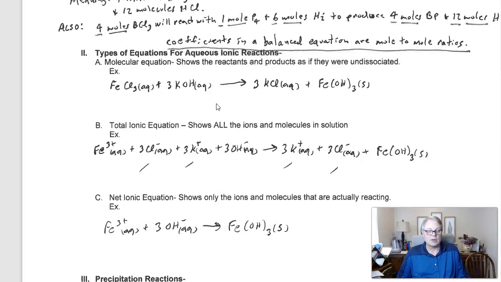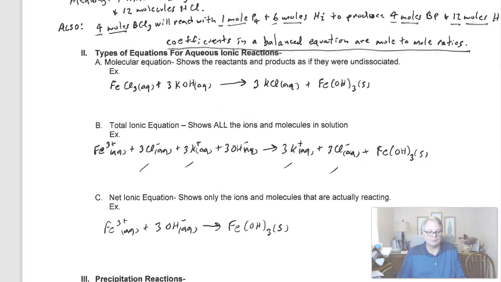Each of them has its own advantages and disadvantages. Each one tells you a certain amount of information. Let's talk about the molecular equation first. The molecular equation shows the reactants and products as if they were undissociated. Does that mean they are undissociated? No, they might be, they might not, but you pretend like they're still together.